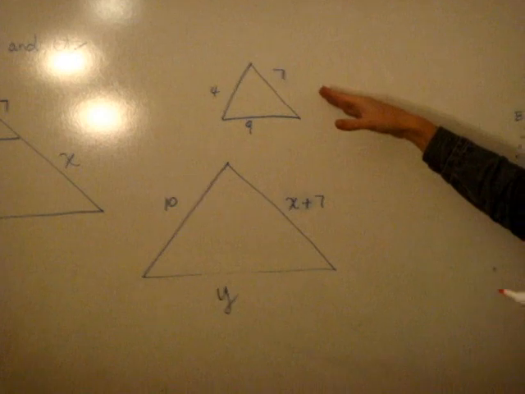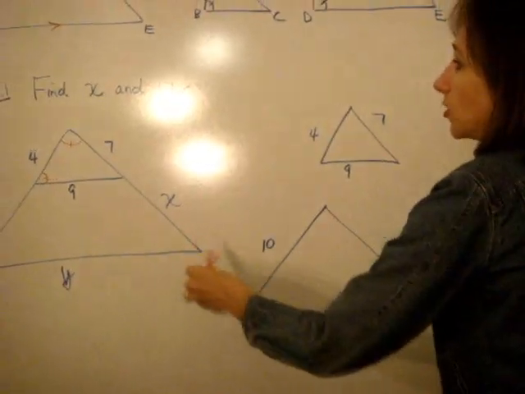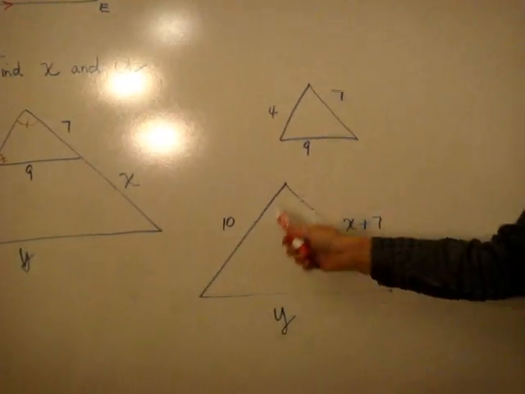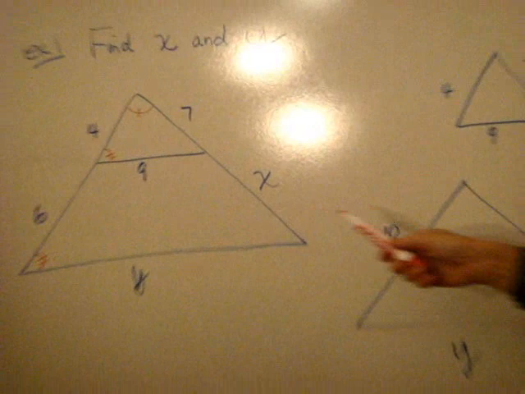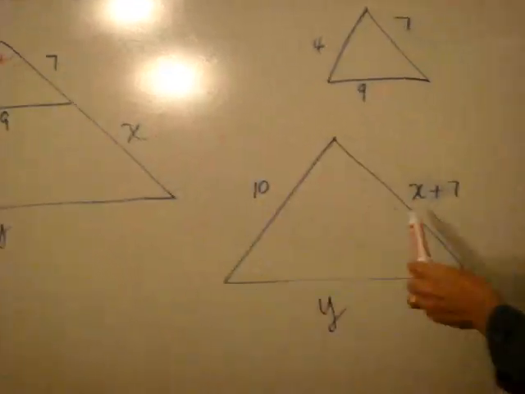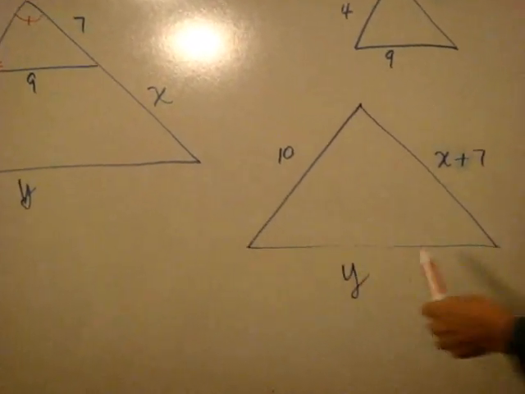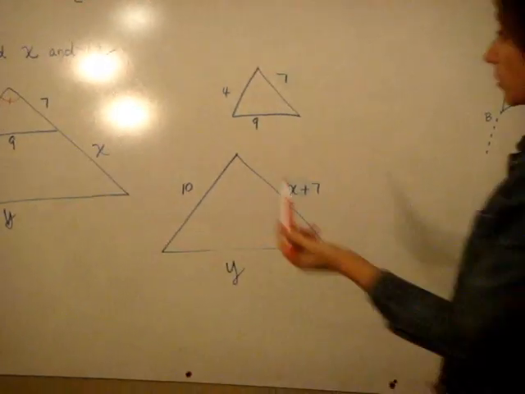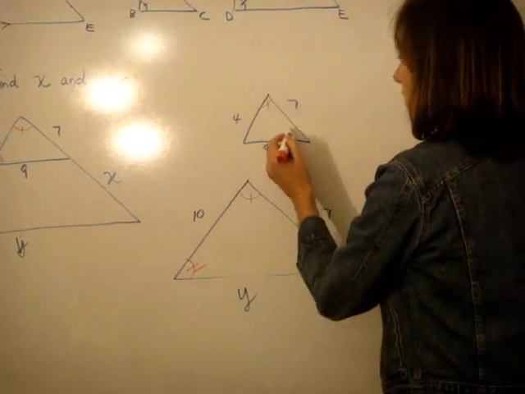You're going to write the small triangle with the sides 4, 7, and 9, and you're going to have the big triangle. Now the side on the big triangle, you have to add these together. It's 4 and 6, so that's 10. And you have to add these sides together, which will be X plus 7. And then the bottom is just Y. So now we have two triangles. They're similar. It means their angles are the same. Just fill that in.